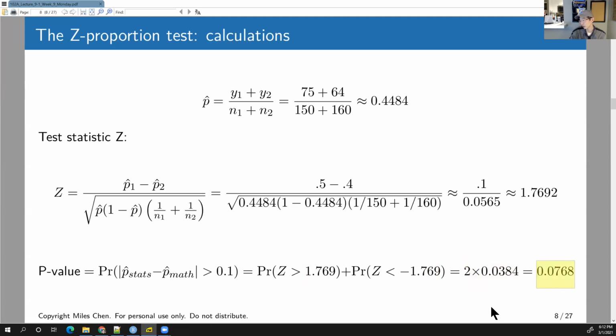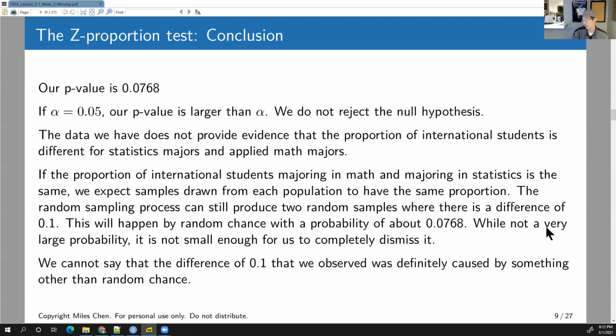My p-value is around 0.0768. Okay, around 7.7 percentage points would be my p-value. So my p-value is 0.0768. That's my p-value.